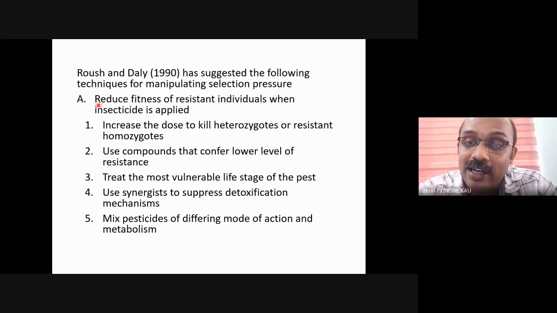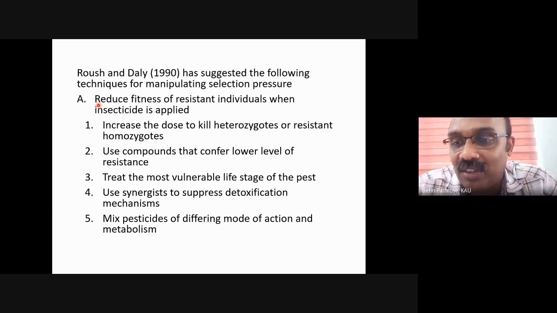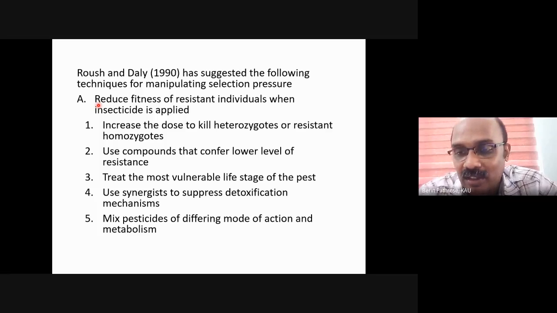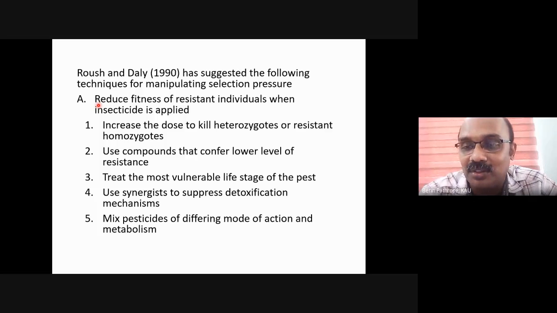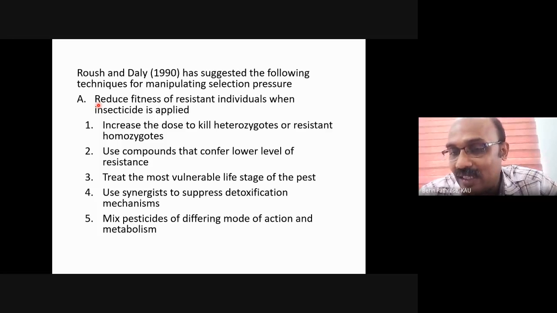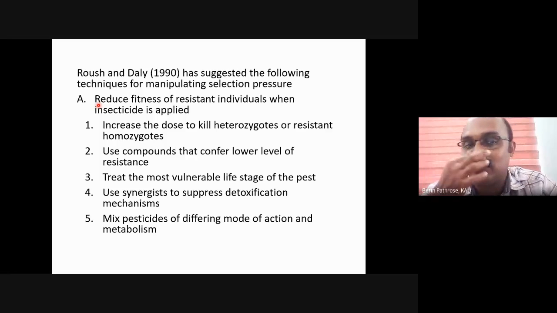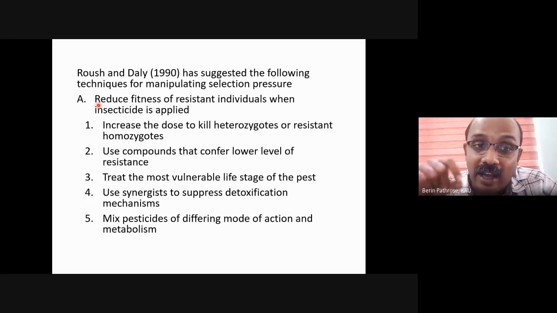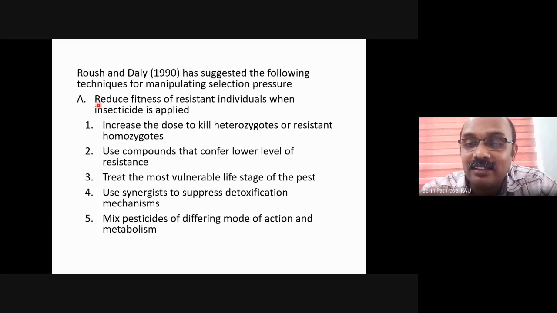And he has given 5 different ways to reduce the fitness of resistant individuals. The first way, as Safna suggested, is to increase the dose to kill all the resistant homozygotes and heterozygotes. So that is one strategy coming under reducing the fitness of resistant individuals. And the second strategy is we can use insecticide chemicals which confer a lower level of resistance.